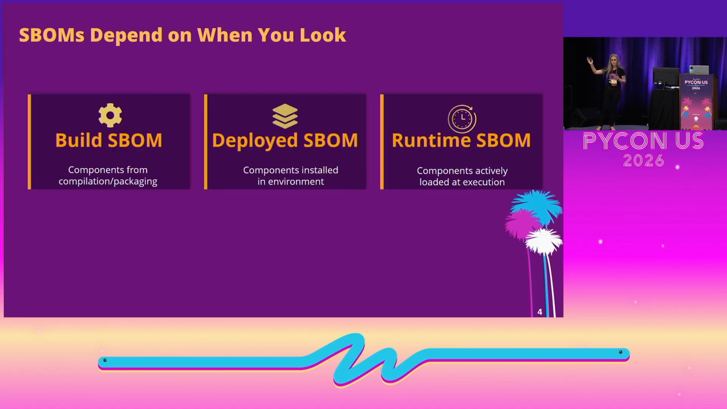There's the build SBOM, which tells you exactly the packages or components you used when you built or packed your code. And the deployed SBOM tells you what you installed in your environment. But a runtime SBOM, or dynamic SBOM, tells you the actual components used by your application, the exact versions used by your application. So why does this talk focus on runtime SBOM?